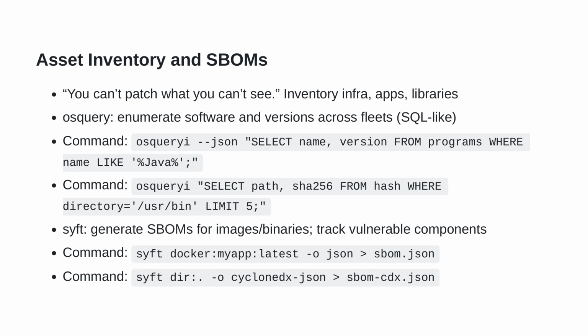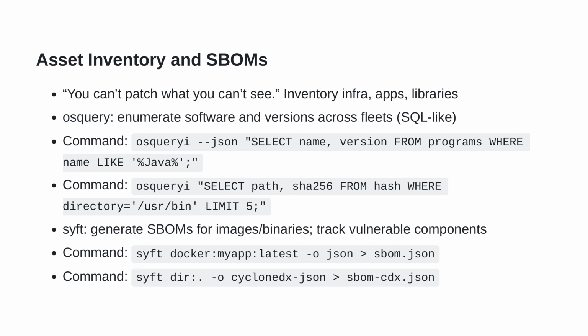You can't patch what you can't see. Start by knowing exactly what you run: infra, applications, and the libraries inside them. Use osquery to enumerate software versions at scale with simple SQL-like queries. For example, to find Java installs across endpoints and emit machine-friendly JSON, command: osqueryi --json "select name, version from programs where name like '%Java%'". And to spot unexpected changes by hashing a sample of binaries, command: osqueryi "select path, sha256 from hash where directory = '/usr/bin' limit 5". For deeper component visibility, generate an SBOM with Syft.